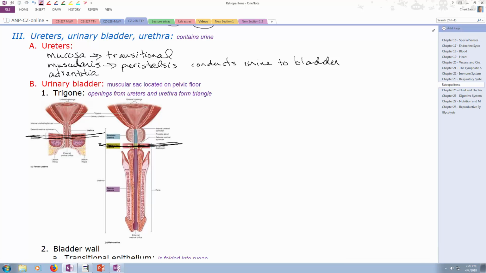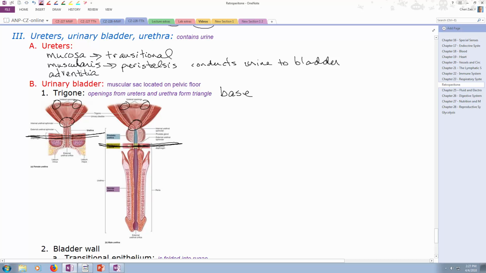We have an area at the base of the bladder. That's called the trigone, and so we'll find openings for the 2 ureters and 1 urethra, hence trigone, or 3 things. And so here we are for the ureteral openings. Here is the urethral opening.